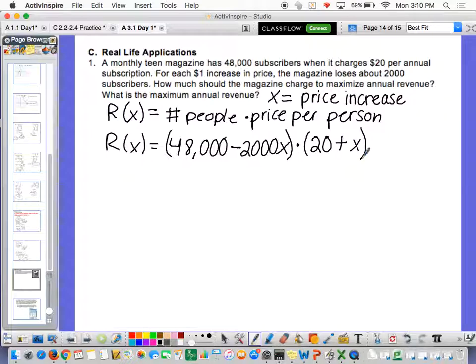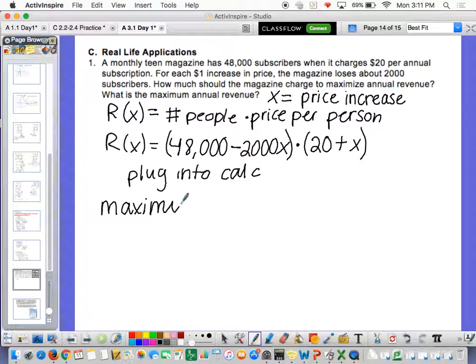I don't know if you can see what that is, but that's a quadratic. You could FOIL and distribute and come up with an equation, or, let's be real, let's just plug that into the calculator. So that's nice to have. It's asking you to find the maximum annual revenue. You see where it says maximize? That means we're probably going to have to find the maximum.